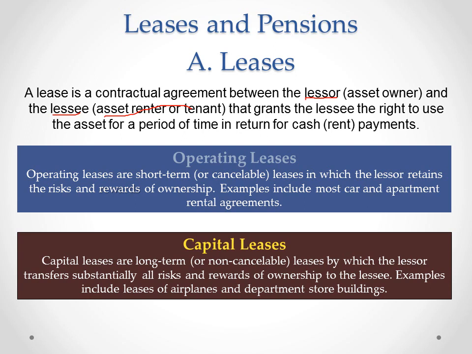The second type we call capital lease. This is long term, actually more than 1 year, and it is non-cancelable, so the owner cannot cancel the contract with the lessee. The owner will transfer all the risk and reward of ownership to the lessee. Examples include leases of airplanes and department store buildings.